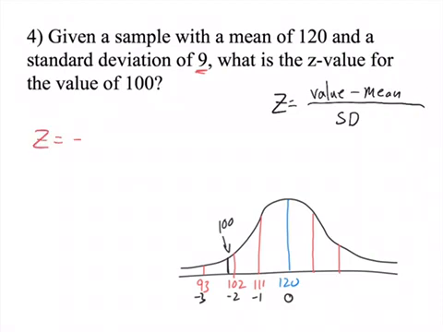z equals, the value we want, or we're given, is 100. We're going to minus the mean, my bad, and we're going to divide by the standard deviation. When you do that, you get negative 2.2. And does that answer match my picture reasonably? Fair? Yeah. So, one more thing.